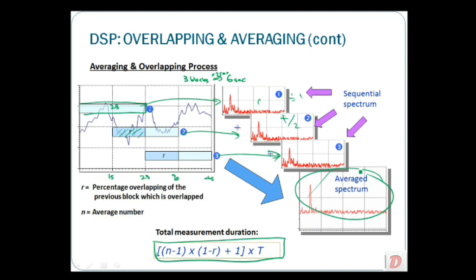So there is a need for averaging, but overlapping is up to your own choice, whether you want to use it or share it or not. In the case where you are very confident that your signal is steady state, then why not? You can do it and you can save some time.